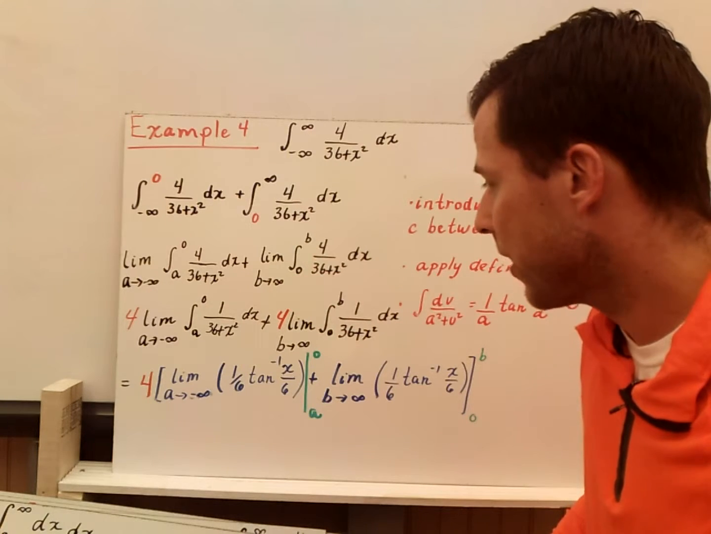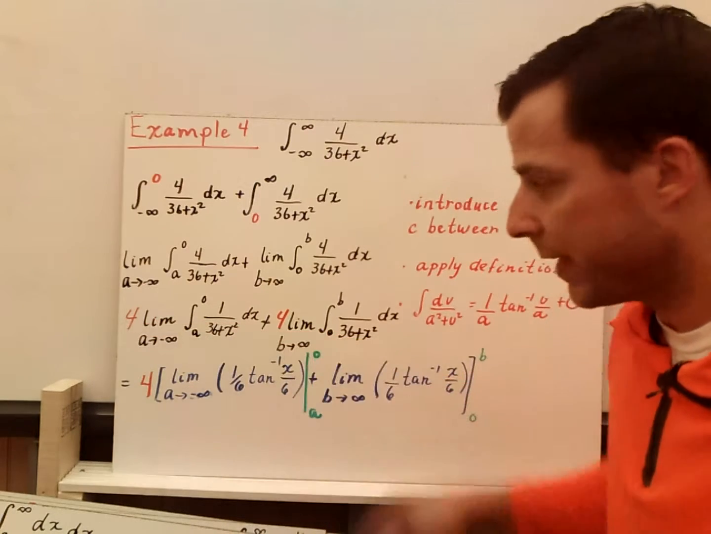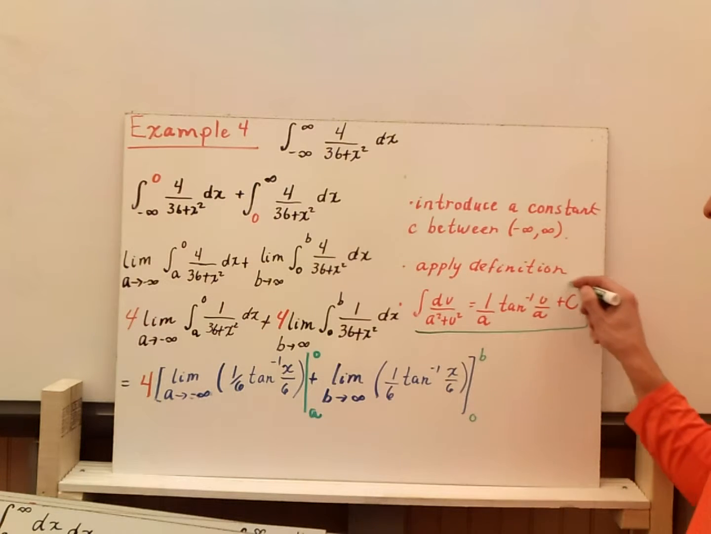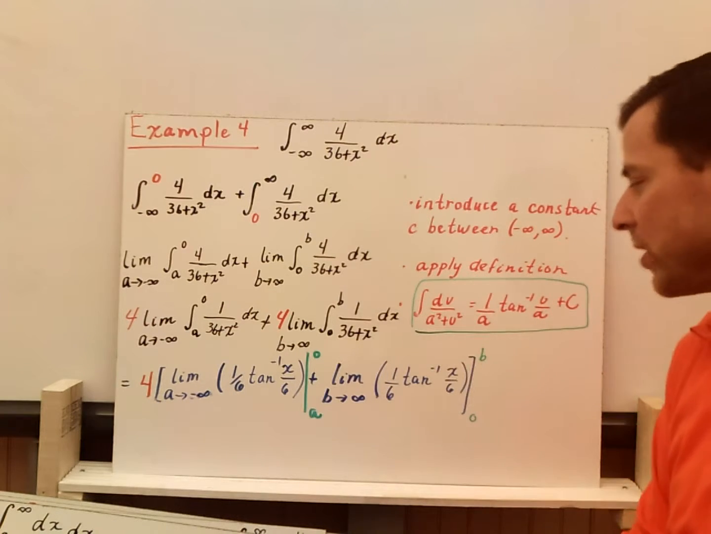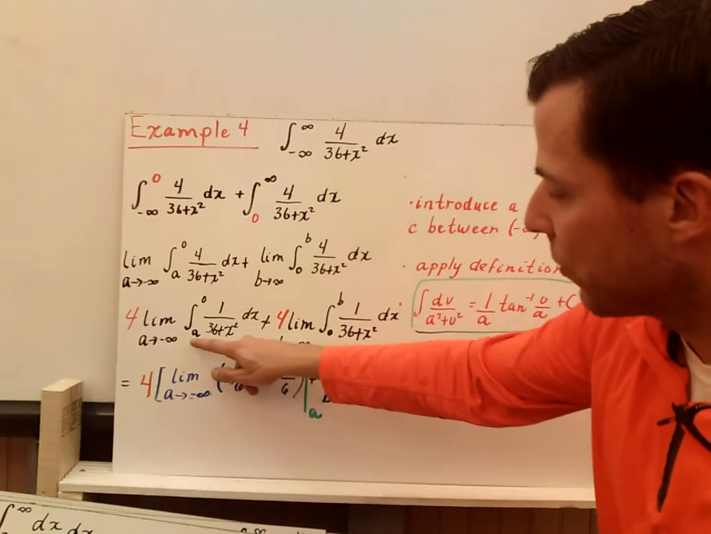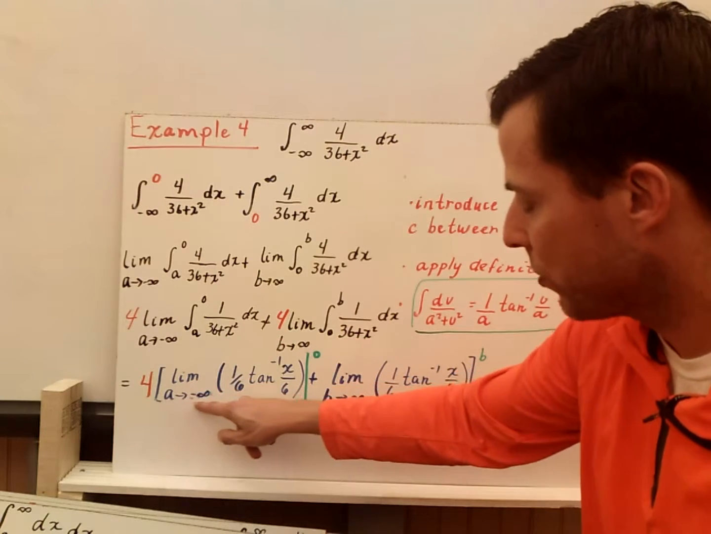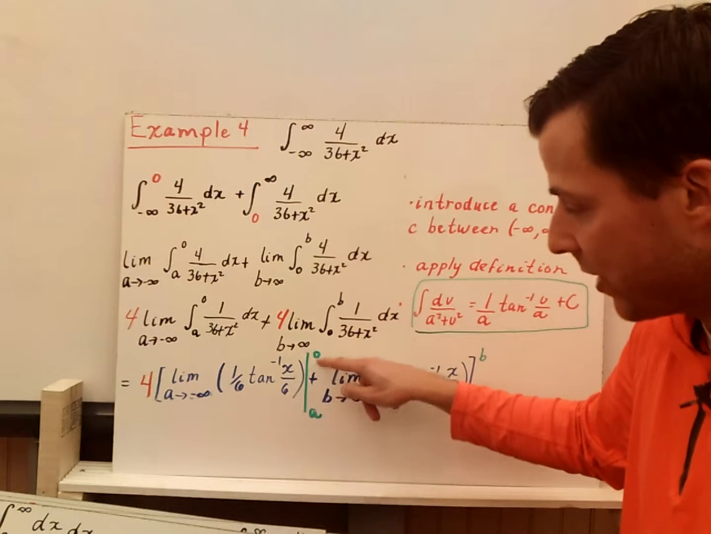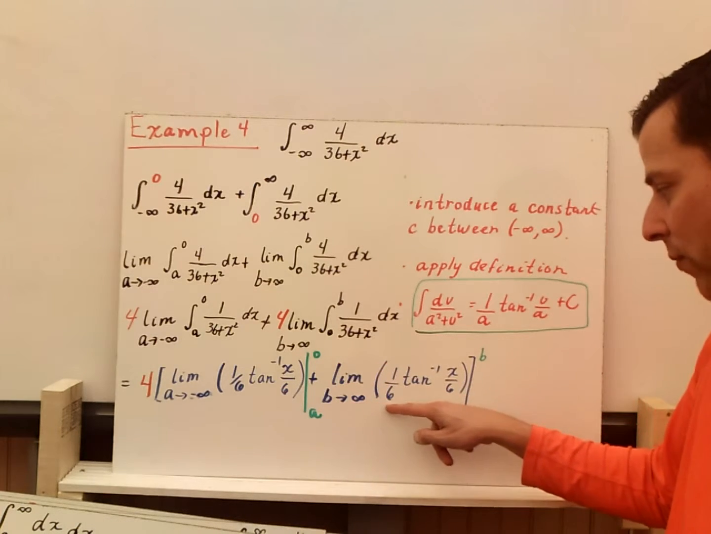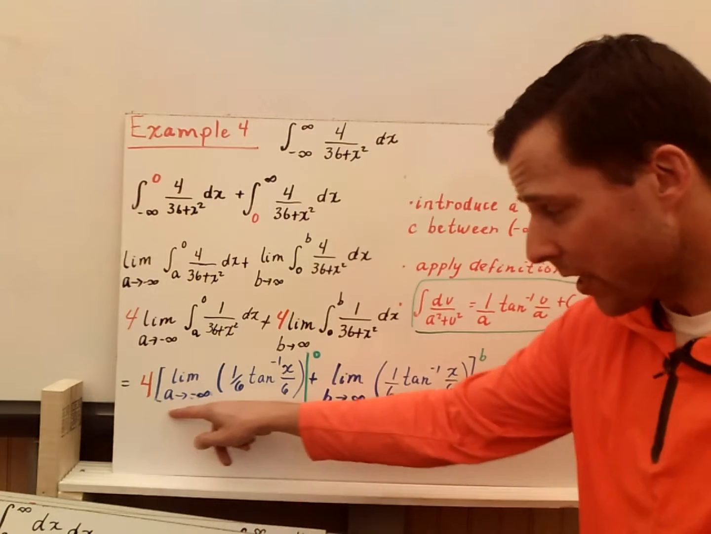So the next step down, I did some algebra. I just brought the 4 out front in each because I know that the integral of du over a squared plus u squared is inverse tangent. So now I'm going to integrate this piece and this piece, which is what I've done here. I have the limit as a approaches negative infinity, integrating from a to 0, plus the limit as b approaches infinity of 1/6 inverse tangent of x over 6 from 0 to b. So I have to integrate that.